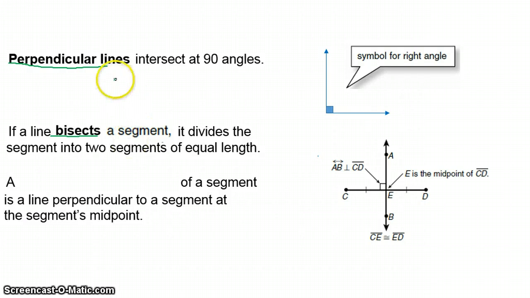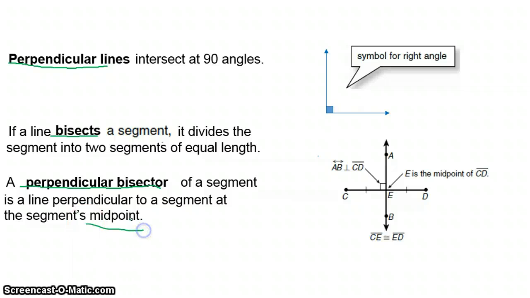We're actually going to take these two concepts and combine them for our next fill-in. A perpendicular bisector of a segment is a line that is perpendicular to the segment at its midpoint. So if we are at the midpoint of a line segment, then we know that we have broken it into two equal segments.